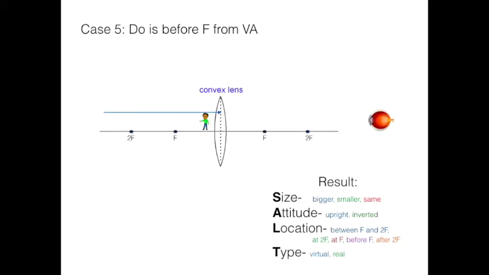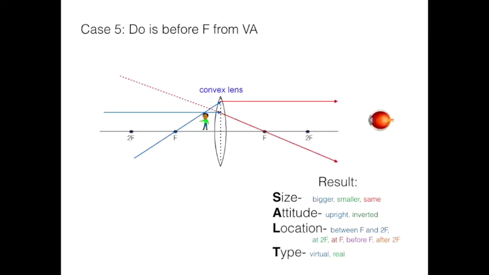First, applying rule number 1, any line that is parallel to the principal axis will pass to the other side of the focal point. But this time, let's try to extend the line. Next, applying rule number 2, any line that passes through the focal point will refract to the other side, passing parallel to the principal axis.